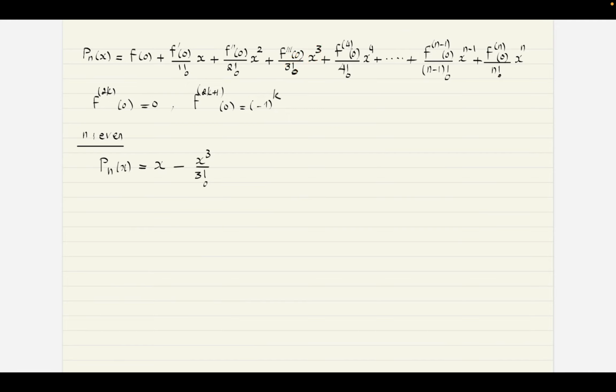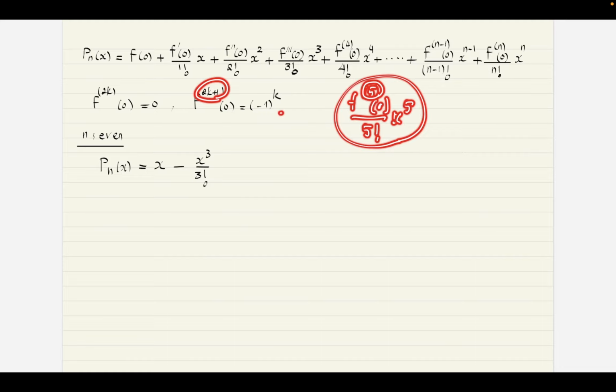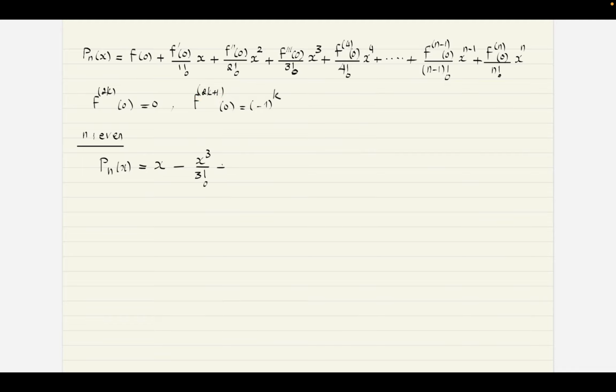Okay, for example, if I want to write the next one, of course it is even and it is gone, but for the fifth one I will have f fifth order at 0, 5 factorial multiplied by x to the power 5, yes? And then if I compare 5 to 2k plus 1, then I realize that k should be 2, and minus 1 to power 2 is positive. So the next one will be positive x to power 5 divided by 5 factorial. Okay, and now the next one, of course, will be negative.